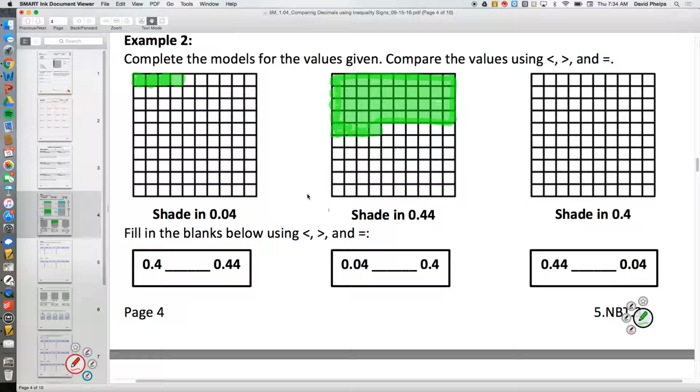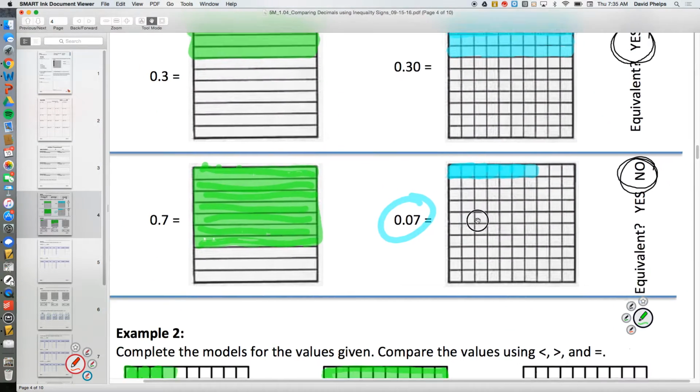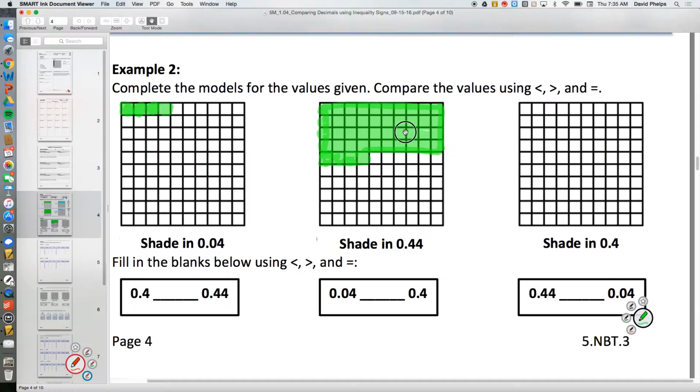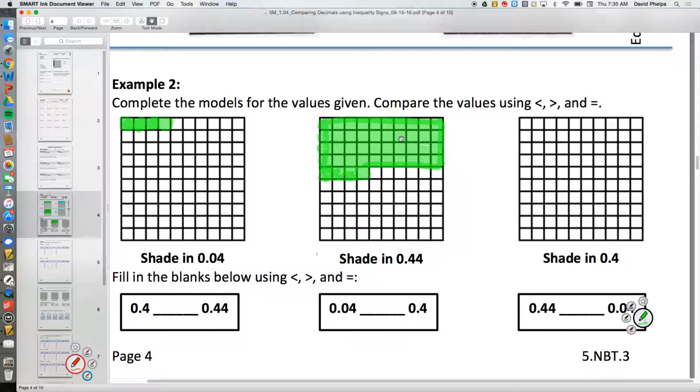The last one says shade in 0 and 4/10. Well, we can still do this, but it's a little tricky because our model is split into 100 pieces. Well, we know when we look at our tenths model, I'm going to scroll up just a little bit, the tenths were this entire row. So if we wanted to shade in 1/10 on this model, we would shade in this entire top row. That is 1/10 of the entire model.